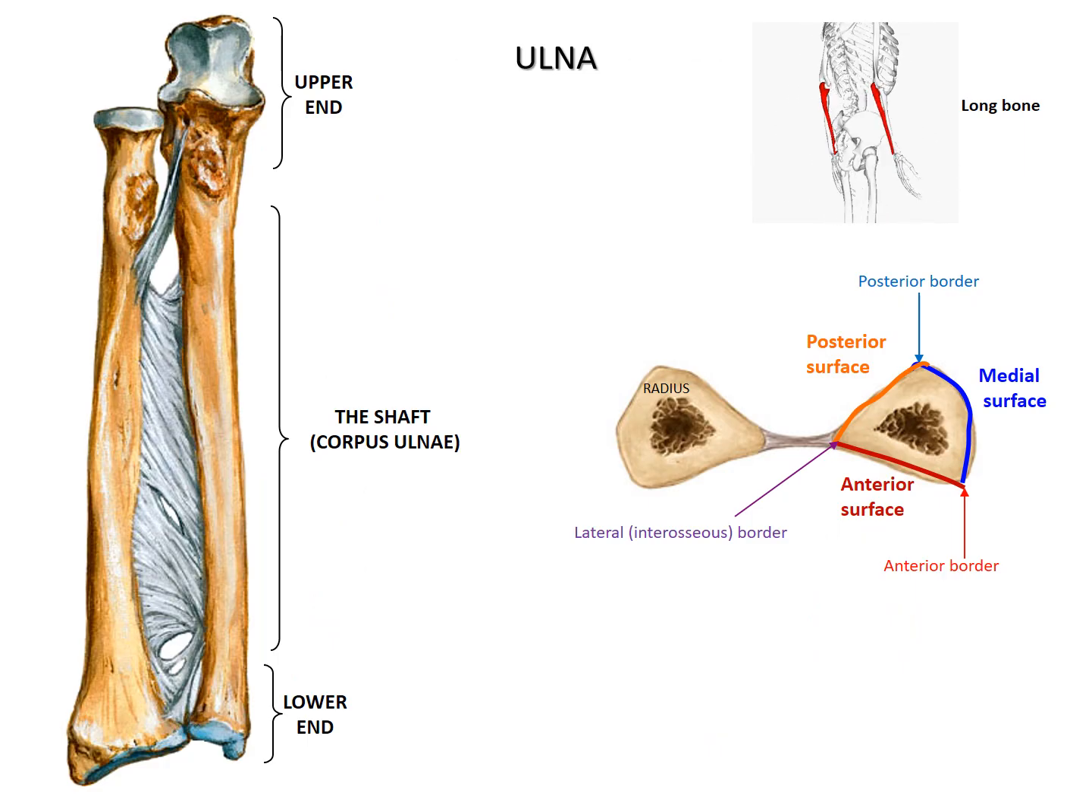In the anatomic position, the ulna is the medial bone of the forearm. The ulna is a long bone and consists of three parts: upper end, shaft, and lower end. The long shaft extends between the upper and lower ends. It has three borders: anterior, posterior, and lateral or interosseous, and three surfaces: anterior, medial, and posterior.